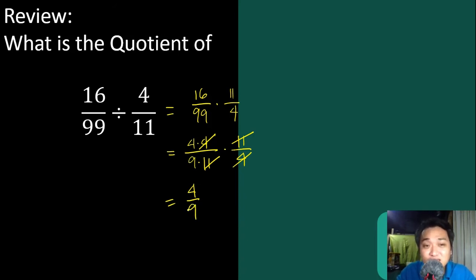O, di ba mas madali? Kaysa naman i-multiply natin yung mga numbers. So the quotient, take note yung original operation natin dito is division. Nag-proceed lang tayo sa multiplication, but we get the reciprocal of the divisor, which is 4 over 11. The reciprocal is 11 over 4. So the quotient of 16 over 99 divided by 4 over 11 is 4 over 9.